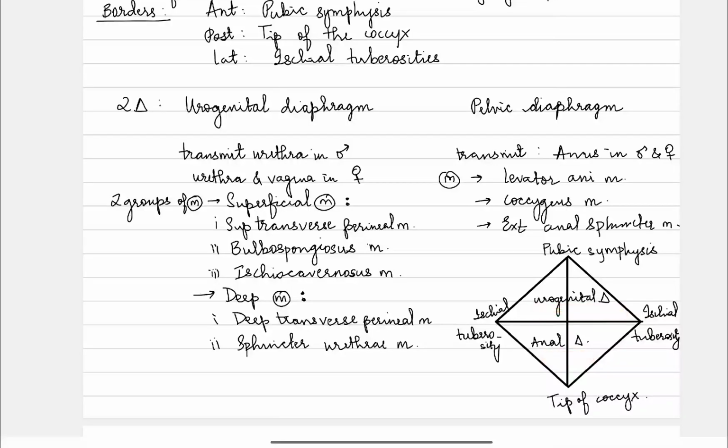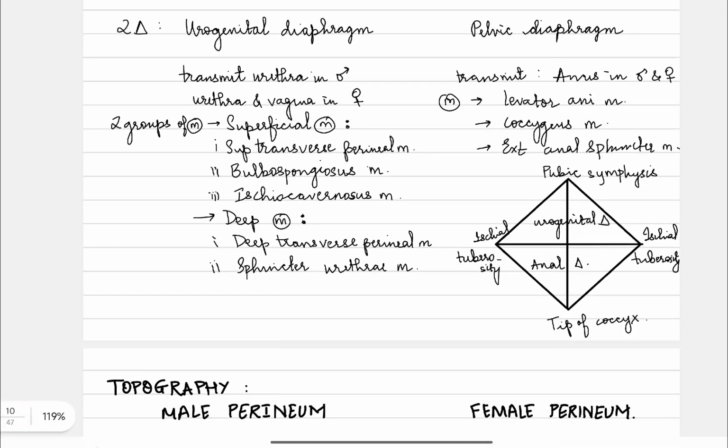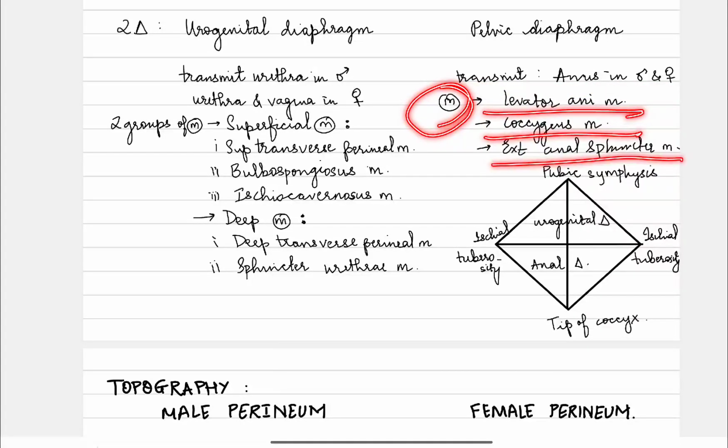Now the urogenital diaphragm transmits the urethra in males, and the urethra and vagina in females. There are two groups of muscles, superficial and deep. Superficially, there are the superficial transverse perineal muscle, bulbospongiosus muscle and ischiocavernosus muscle. And deep, there are the deep transverse perineal muscle and sphincter urethrae muscle. The pelvic diaphragm transmits the anus in both male and female. Its muscles are the levator ani muscle, coccygeus muscle and external anal sphincter muscle.